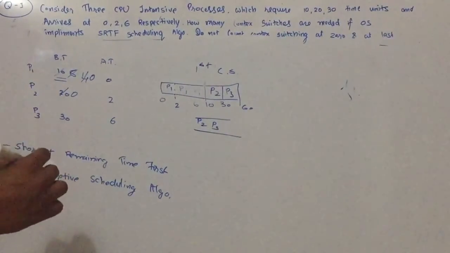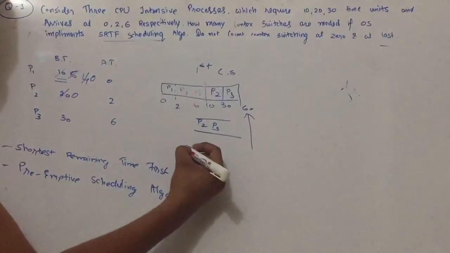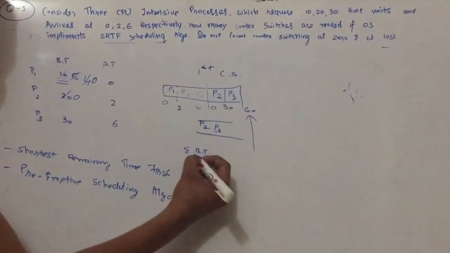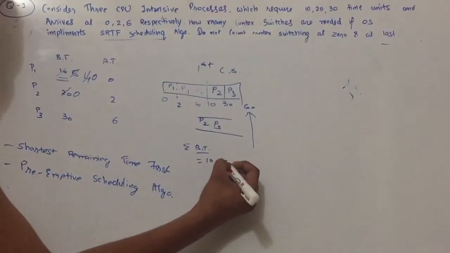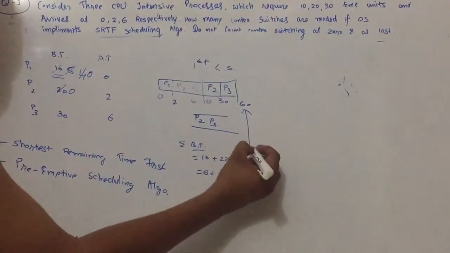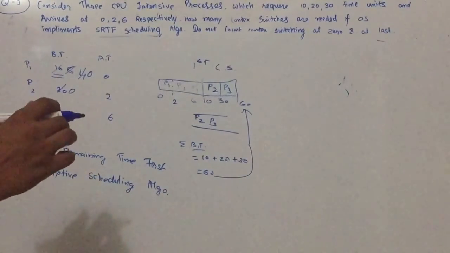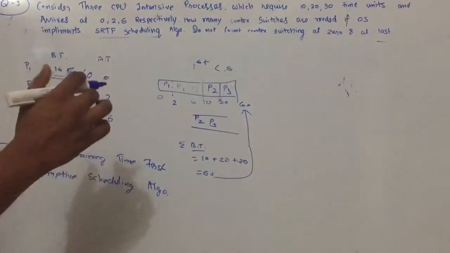And to verify the Gantt chart, let's do one thing. The summation of burst times of all processes, this is common sense actually, you all might be knowing this, must be equal to this. So our Gantt chart is correct. Our Gantt chart is not false.